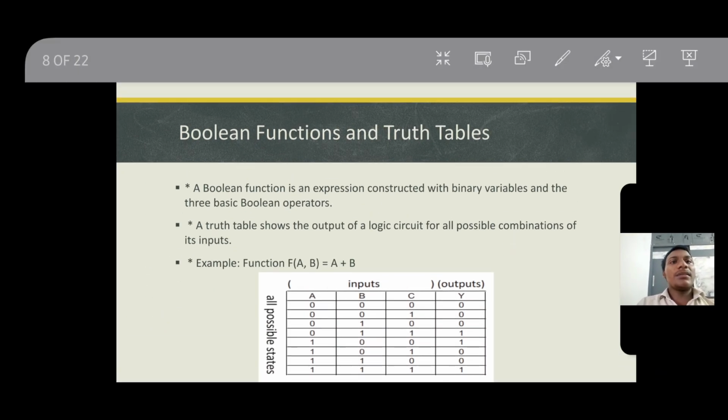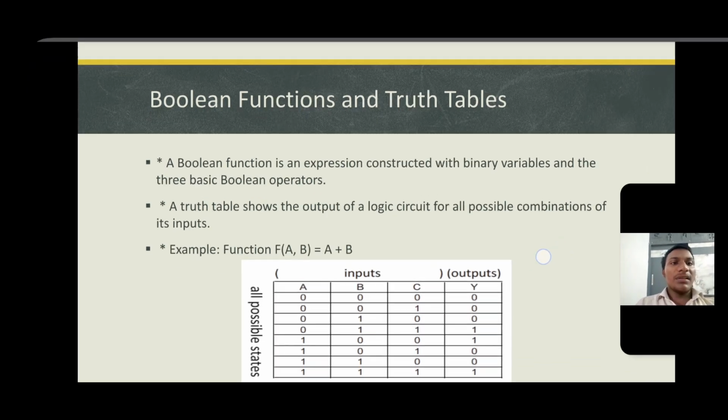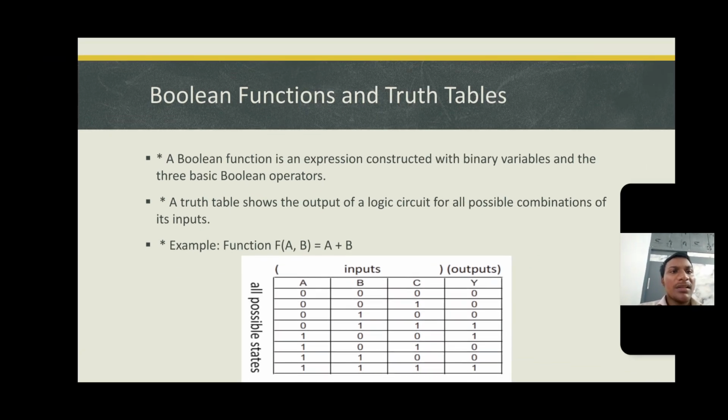Finally, we can see the Boolean function and truth table. A Boolean function is an expression formed from binary variables and the three basic Boolean operations. In this table, inputs 0 and 0 give output 0. If two ones are there, we can add them. In this table, we clearly see the operation f(a, b) equals a plus b. Simply, we can calculate with this method.